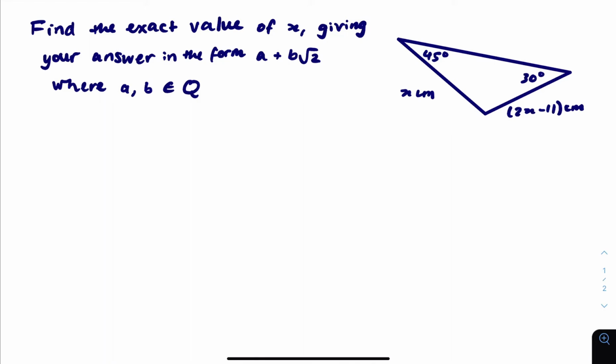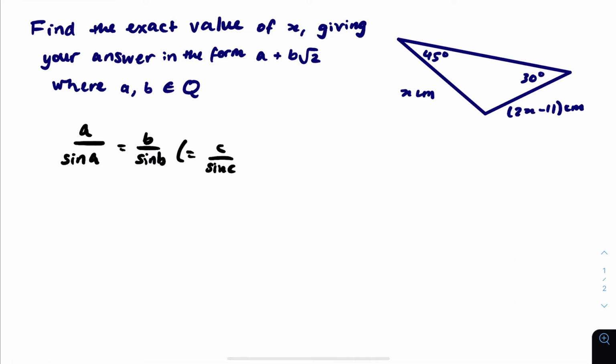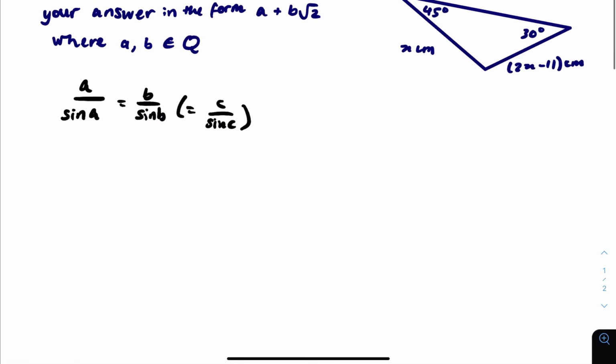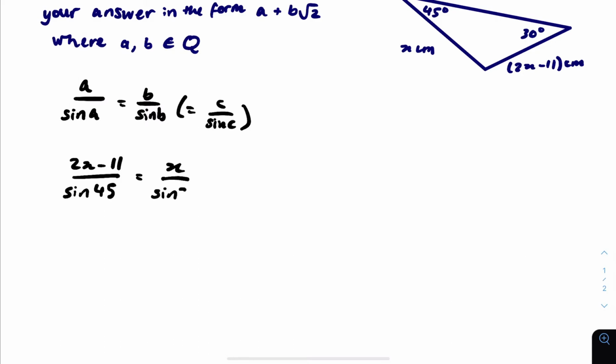So we know the sine rule is a over sine a is equal to b over sine b, and it's also equal to c over sine c, but in this case, we're only dealing with two sides, so we're just going to use a over sine a equals b over sine b. So let's start with our first one, which is a over sine a, which we are going to note down as 2x minus 11 over sine of 45, since that's the opposite angle. And that's equal to x over sine 30.